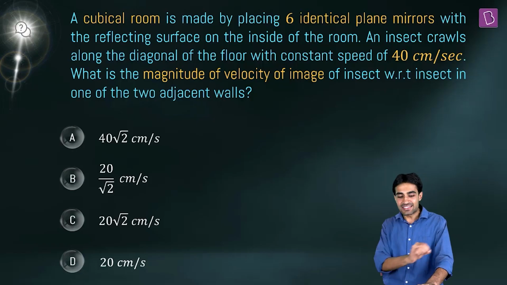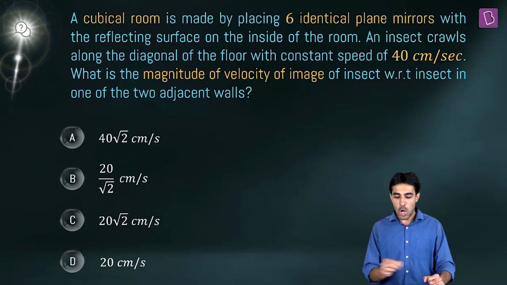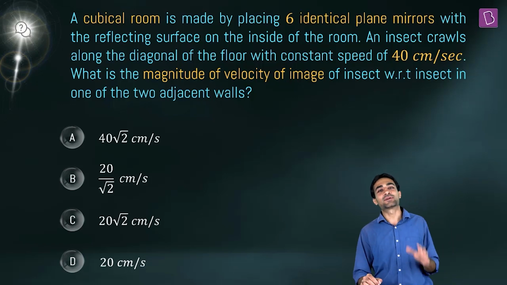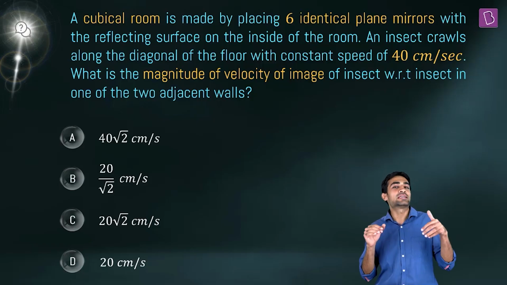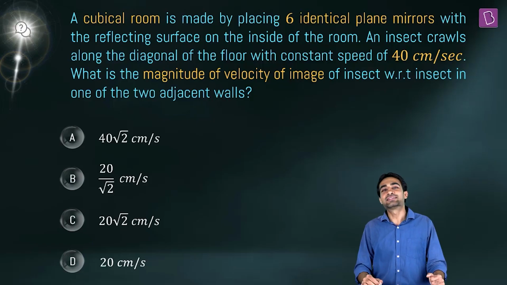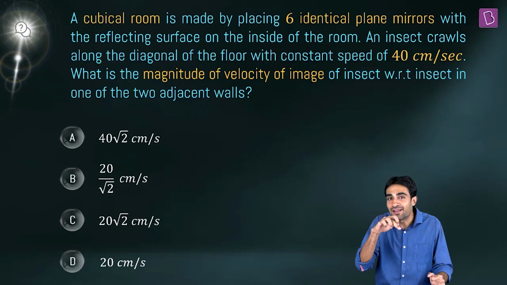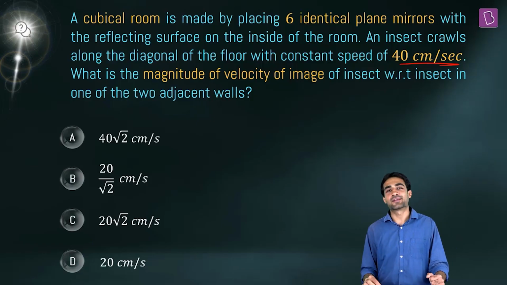Okay. Now an insect crawls along the diagonal of the floor with a constant speed of 40 centimeter per second. Now you are standing in that cubicle room and you see the floor. What do you find? You find an insect. Insect is crawling along the diagonal of that room slowly, 40 centimeter per second. Well, that's pretty fast for an insect.